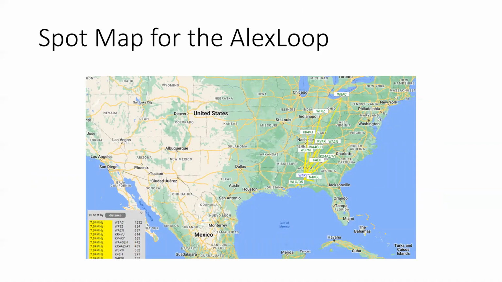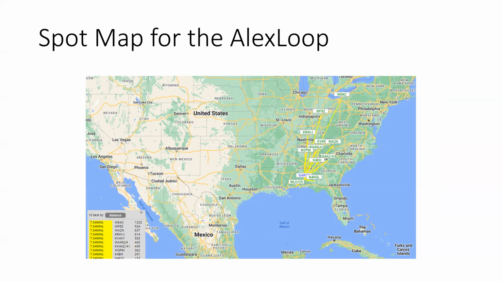All right, this is the spot map for the Alex loop, mag loop. It really looks similar. There are fewer spots, I think. And it turns out that WLO decoded it. And the funny thing, the N4KGL, it's very confusing to me.